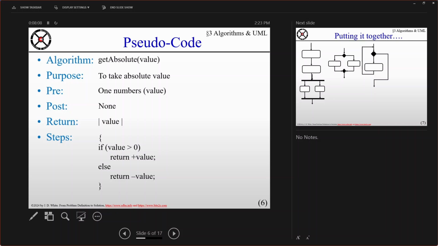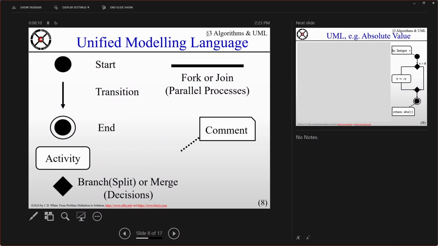Our goal here is now to think about Unified Modeling Language. In Unified Modeling Language, we have a number of symbols that we make use of. There's not that many. There's a start symbol, a transition symbol, an end symbol, okay? An activity symbol, which is something we're doing. This diamond, which is either a branch, split, or merge. It can be used for decisions.